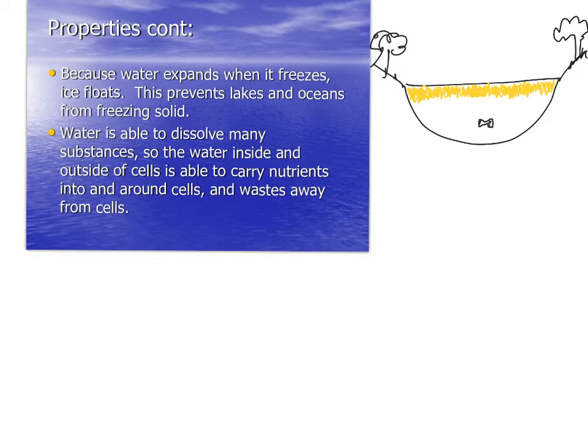And because of that, this ice sheet sits on the surface. And below that ice sheet, it's still liquid water. So the fish, the turtles, etc. can survive. The reptiles and amphibians usually bury themselves into the mud and muck deeper into the pond soil at the bottom of the pond. But the point is that this ice shelf protects the liquid water underneath from freezing.